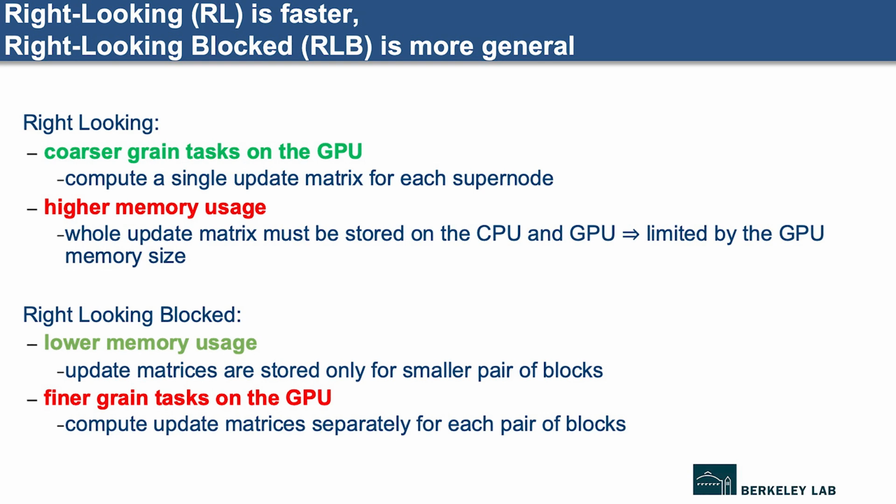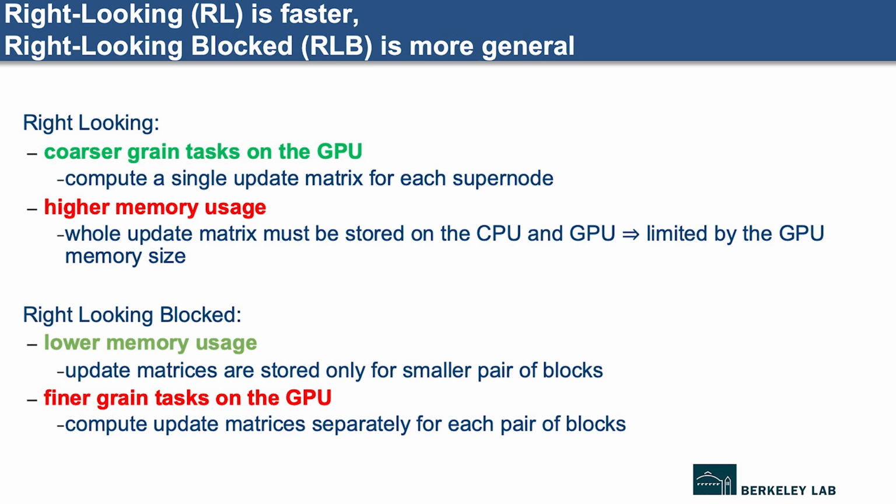When we consider our second method, right-looking blocks, we can see that its memory usage is lower because it only stores a smaller pair of blocks, and its disadvantage is it has finer grain tasks, which may be hard to parallelize by the libraries.